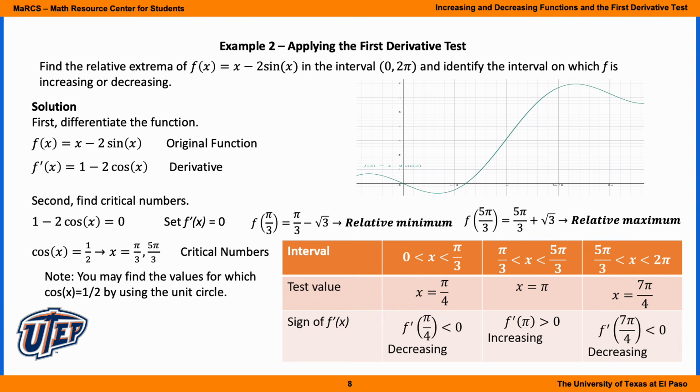Now to find the y-coordinate, we plug pi over 3 into our original function. So f of pi over 3 is equal to pi over 3 minus the square root of 3, and that is our y-coordinate for our relative minimum.